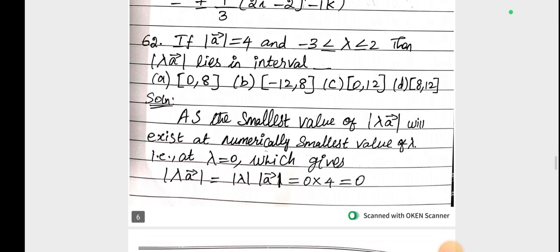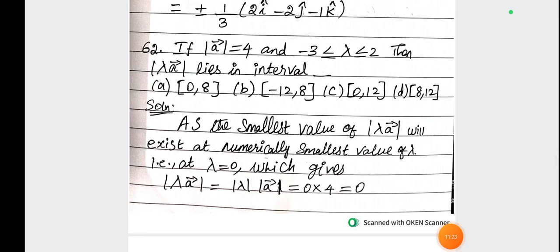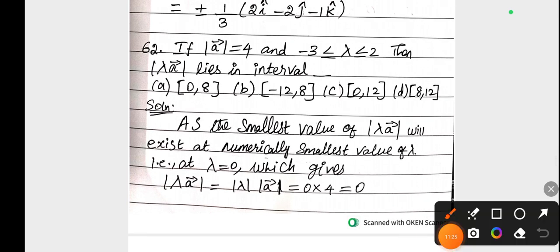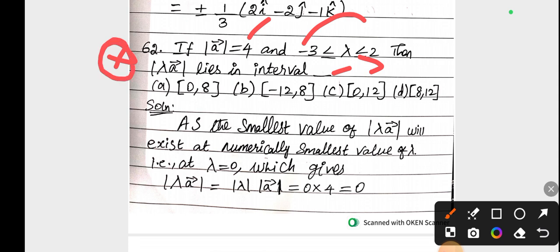Now going for the next question, 62. So when we're going for the 62nd question, they have given magnitude of a is 4 and minus 3 less than or equal to lambda less than or equal to 2. Then what is the interval in which the magnitude of lambda a vector lies? It's important, 2 marks, children, they have asked. Actually in the worksheet we are not given MCQ, but in the example they have given it as MCQ.